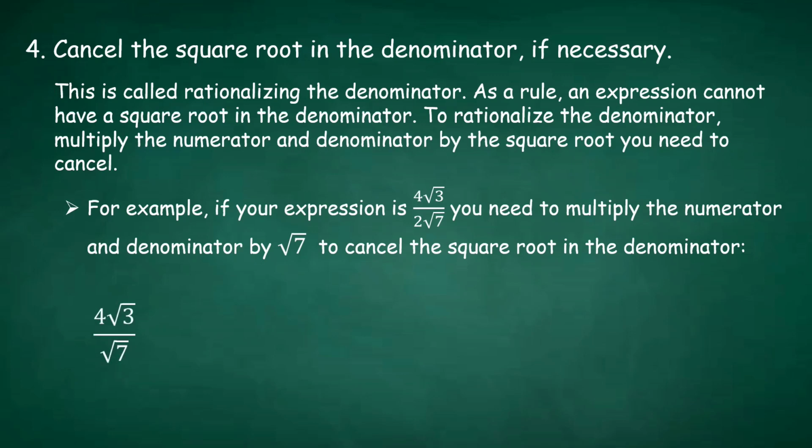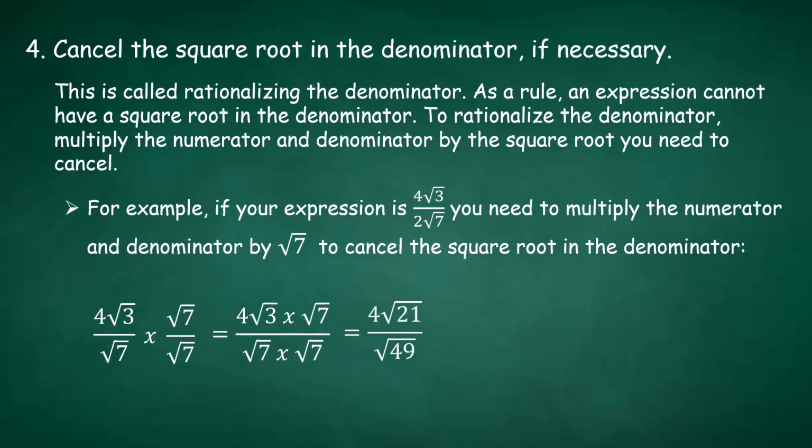4 square root of 3 over square root of 7 times square root of 7 is equal to 4 square root of 21 over square root of 49, and then simplify the square root of 49. Square root of 49 is 7. The final answer is 4 square root of 21 over 7.